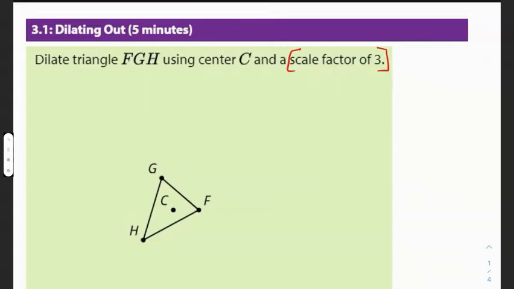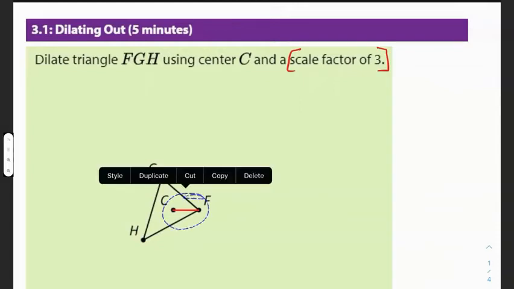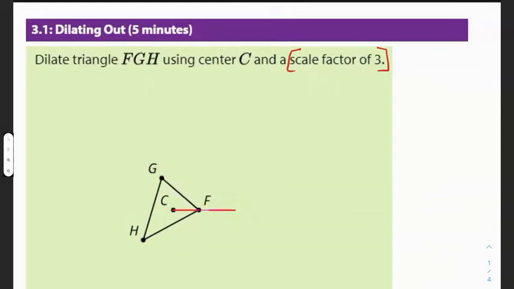So, for example, C to F, that segment right there, if I can get it to line up, there we go, is going to extend itself 3 times as much. So there's 2, and here's 3. Okay, so hopefully I lined that up perfectly. So F is now going to be further out. I'll mark it and denote it as F prime since it's after the dilation.